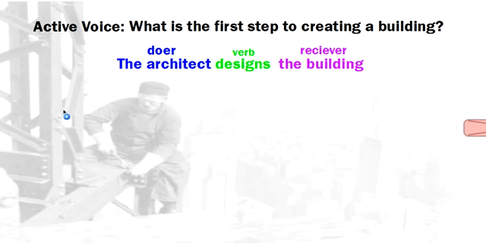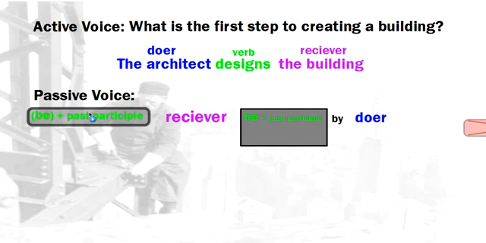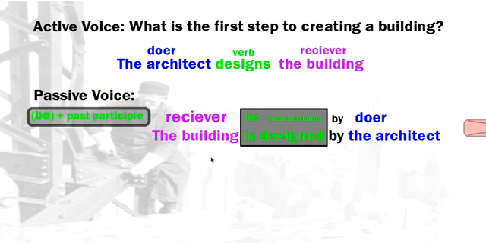But today we're using the passive voice. So remember, the passive voice, we start with the receiver. And then we always change the verb in the passive voice, and we use be and a past participle of the main verb, of the principal verb. Then it's optional, but we can say who is doing it when we say by the doer. So this sentence, the architect designs the building. In the passive voice, it reads, the building is designed by the architect.